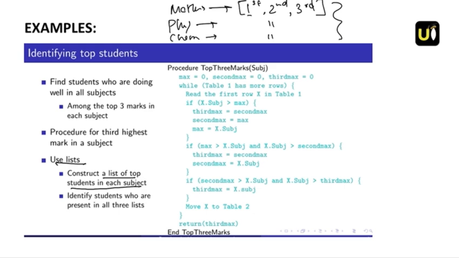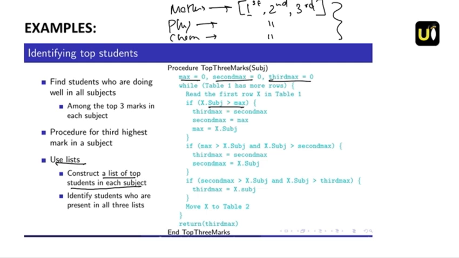Right? So we have a procedure for that. So let's see how this works. First we are making a list of students who have the first, second and third highest marks. So we initialize max, second max and third max to find the highest. And then while table 1 has more rows, read first row x from table 1.